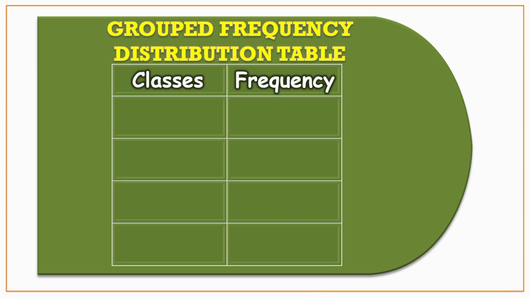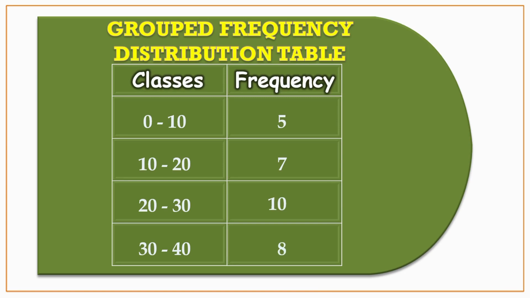Now in a grouped frequency distribution table, we have classes and frequency. In the classes we have the class interval, and then for each class interval we have the frequency, meaning how many data values fit within that class interval. That is the frequency.